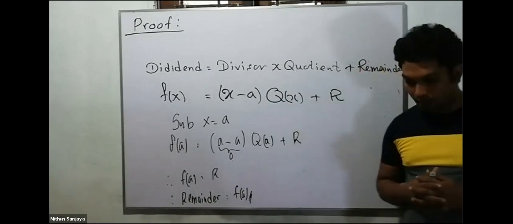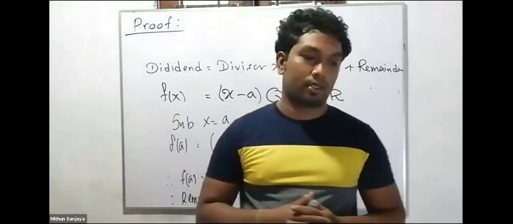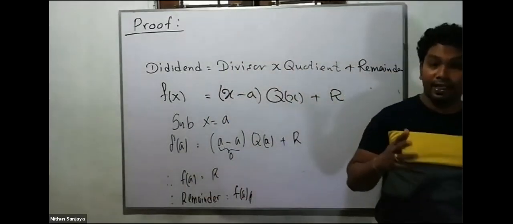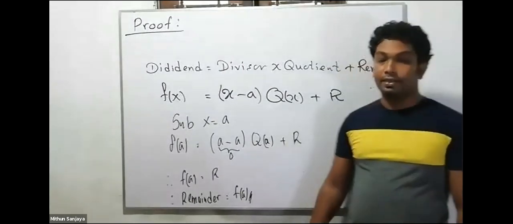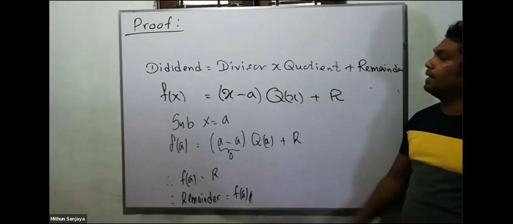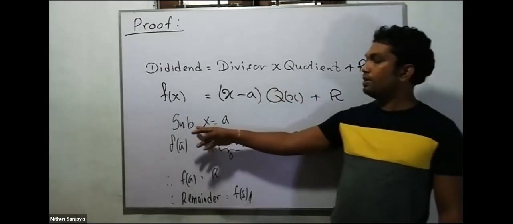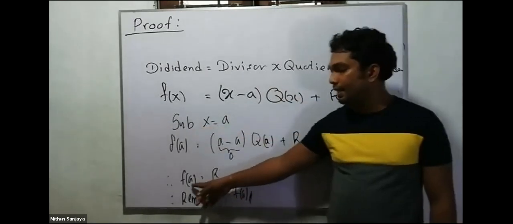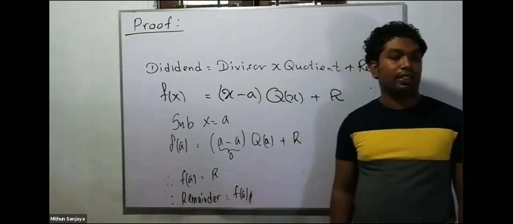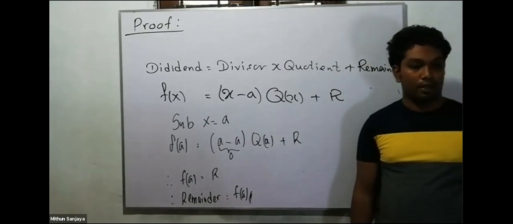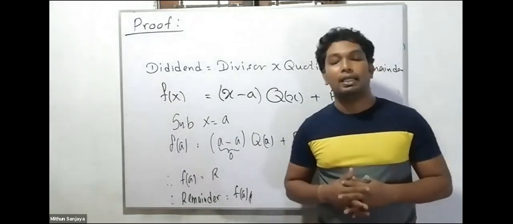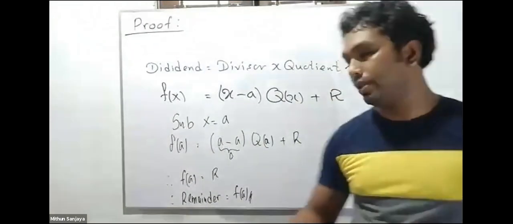Then here we need to practice. More practice gives a good result. That is the way. Dividend equals divisor times quotient plus remainder. Then we substitute that and also substitute x equals a. Then we get the relation between f(a) and r. Then r is the remainder, so it is equal to f(a). Okay, that is the right proof. Now we come to the questions.